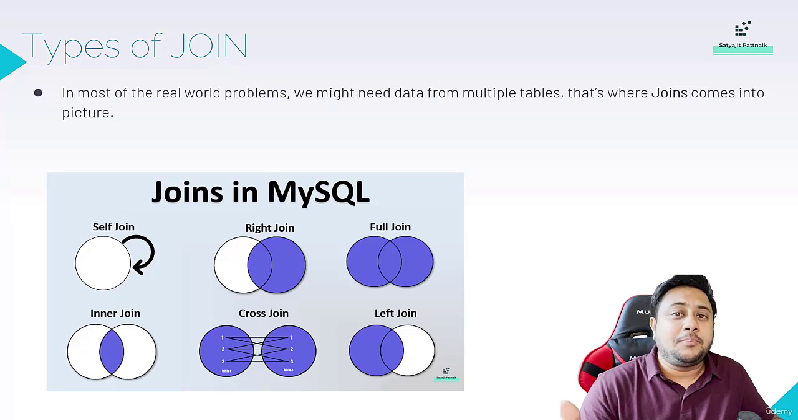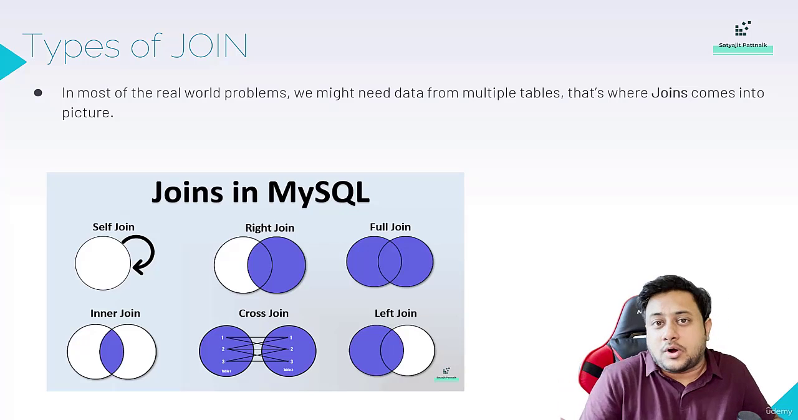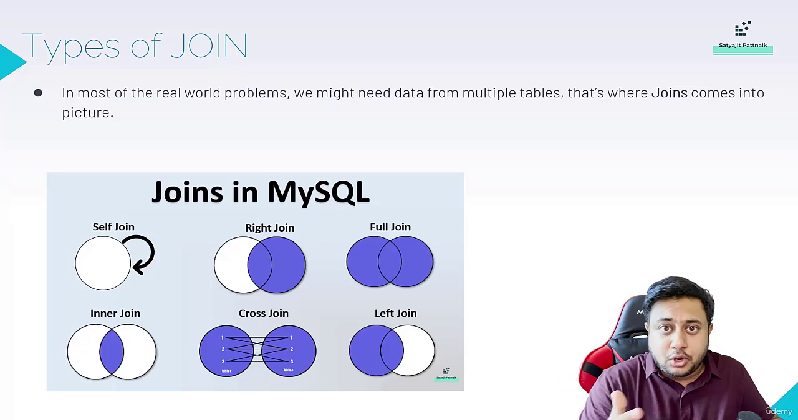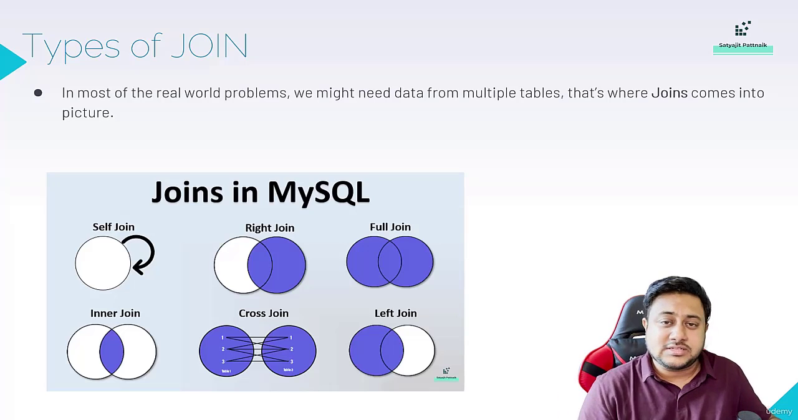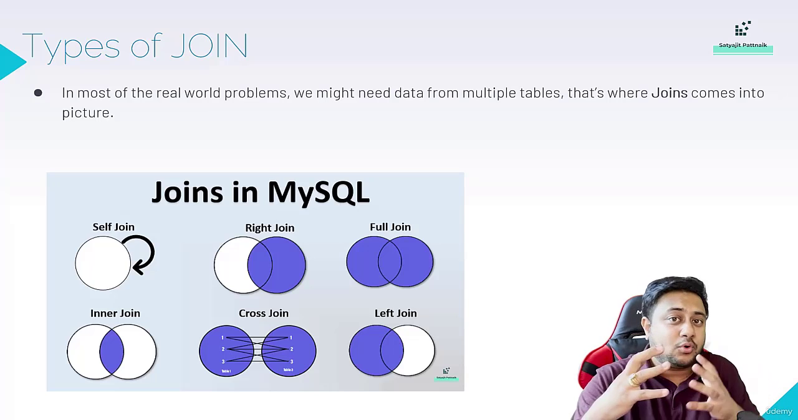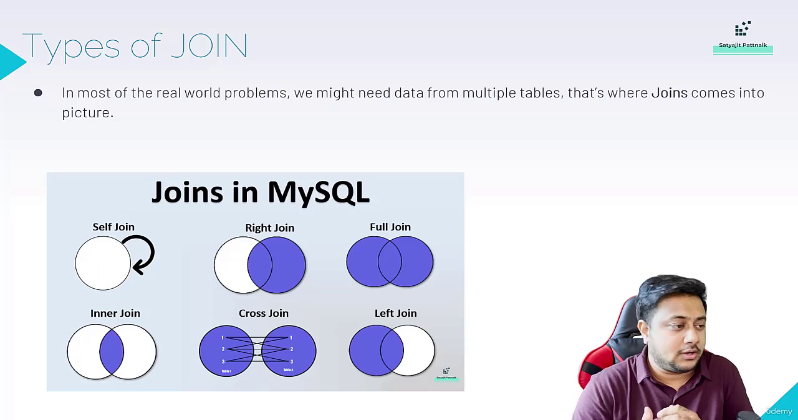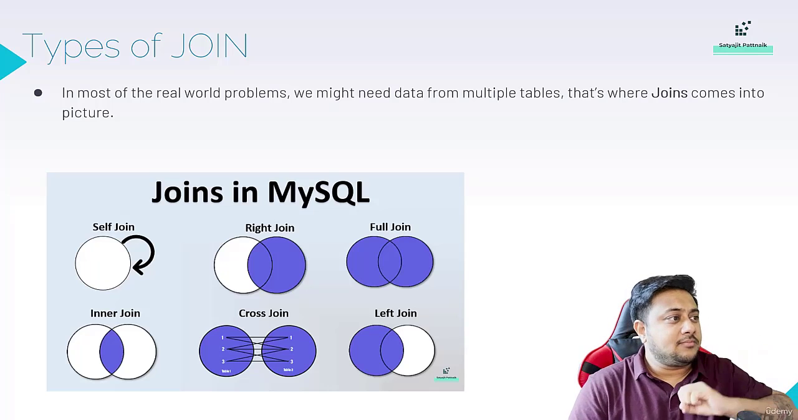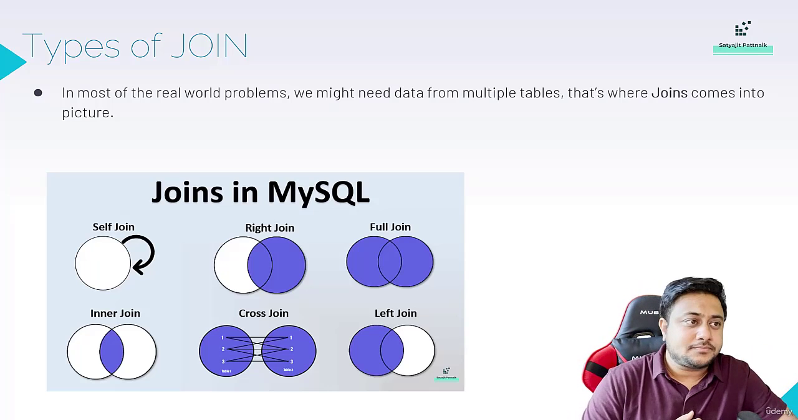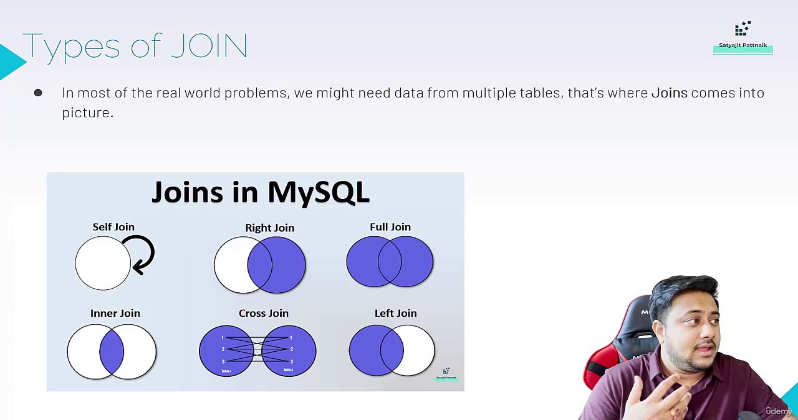There are multiple types of join. Again, it all depends upon your scenarios. As time progresses, you will automatically understand in which scenario you are going to use a right join, a full join, an inner join or a left join. In most real world problems, we might need data from multiple tables. That's where joins come into the picture.